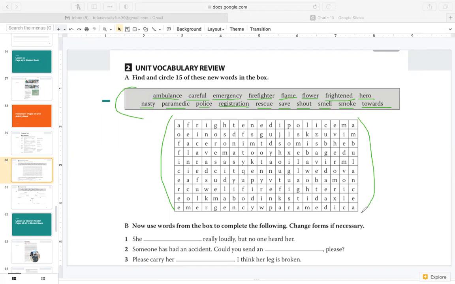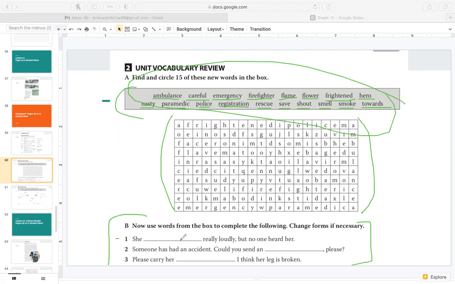Find all these words below. If you don't understand a word, you can look it up in the dictionary or check Google Translate, or you can ask in class. Now, use words from the box to complete the following. So pick some words above. What do you think fits into these sentences?